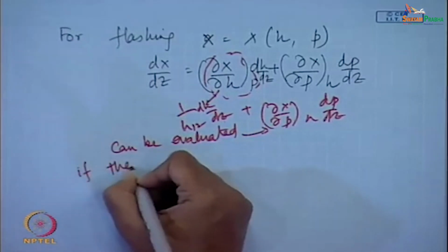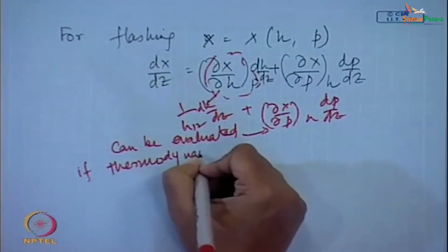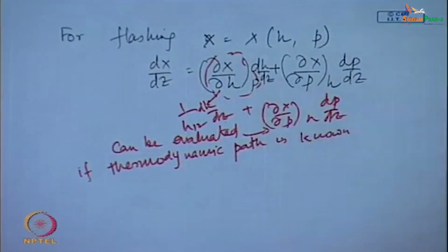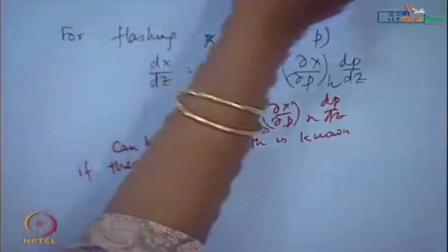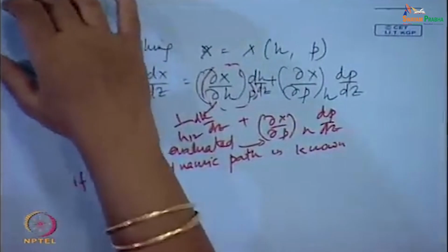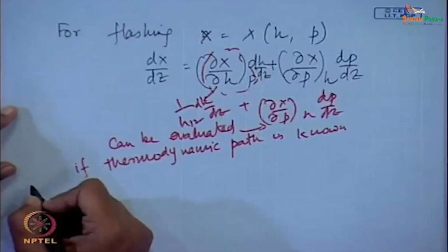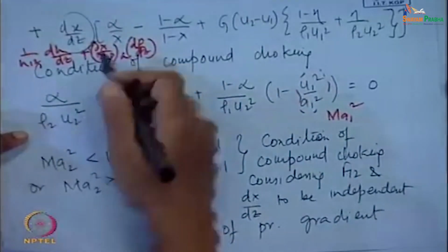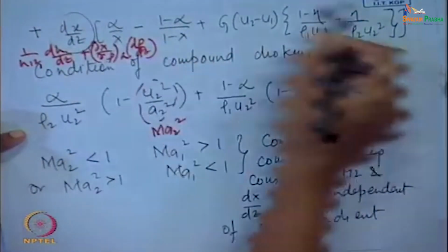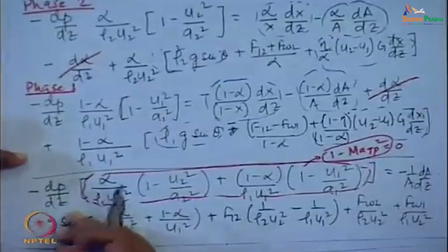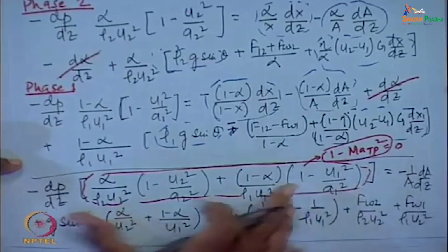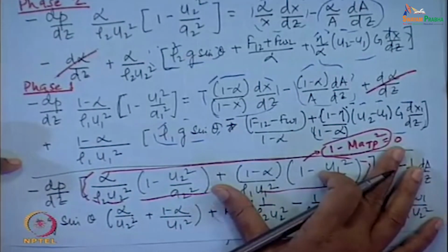So this can be evaluated if the thermodynamic path is known, isn't it? Therefore, for the condition of compound choking under flashing, we will just attach this particular term, del x del p at constant h, into this whole term, which will come on the left hand side with minus dp dz, and this whole thing has to be equal to 0.